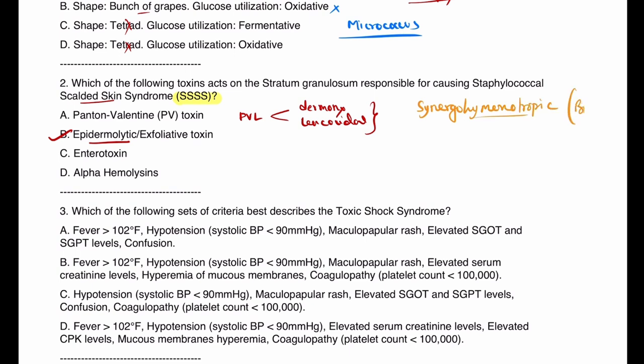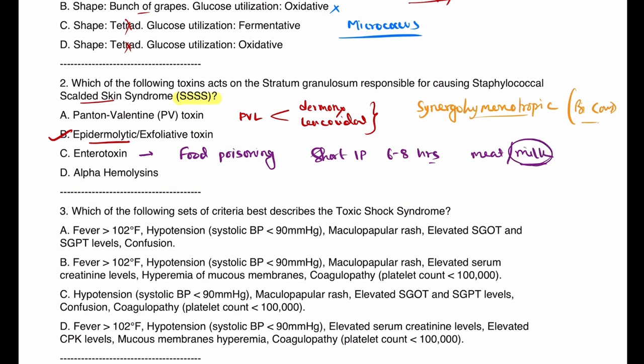Okay, enterotoxin of Staph aureus is something which is causing food poisoning, and this kind of food poisoning that you need to remember has a short incubation period of around 6 to 8 hours after consumption of meat or milk products. Generally they will give a history of taking pastries in a party, birthday party, and in the morning there will be emesis, diarrhea, vomiting. So because of the vagomimetic effect of this enterotoxin, there will be food poisoning following meat or milk product.